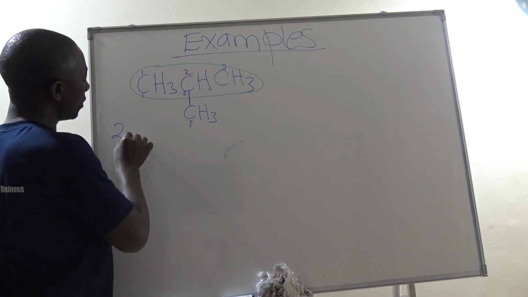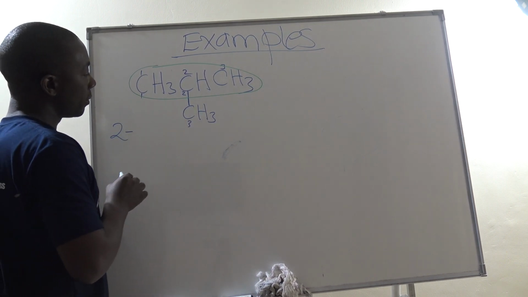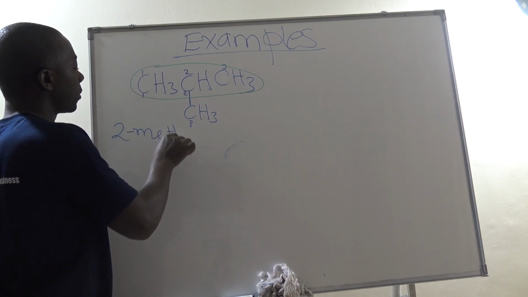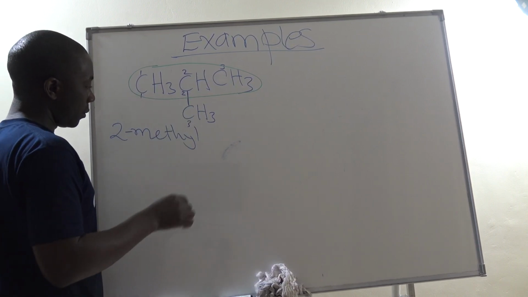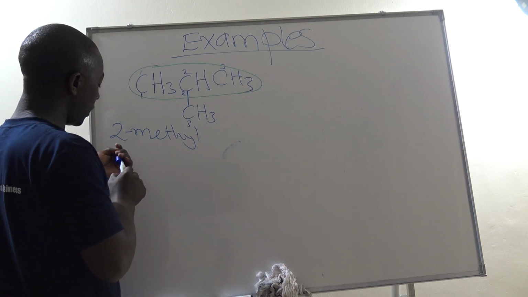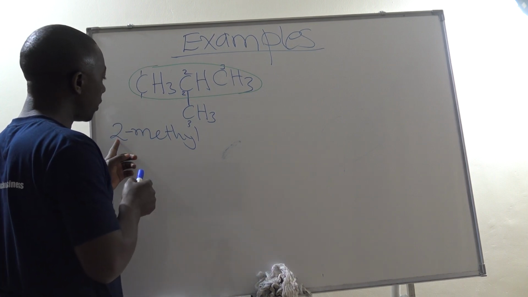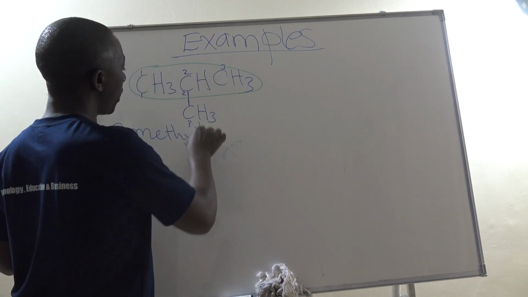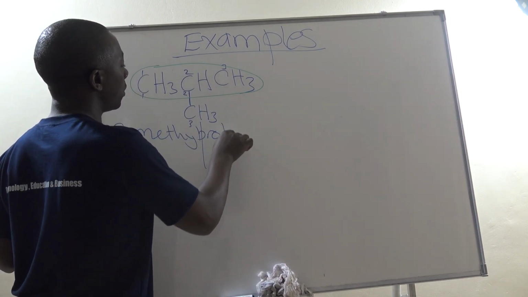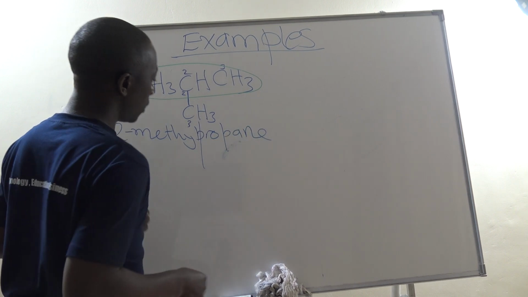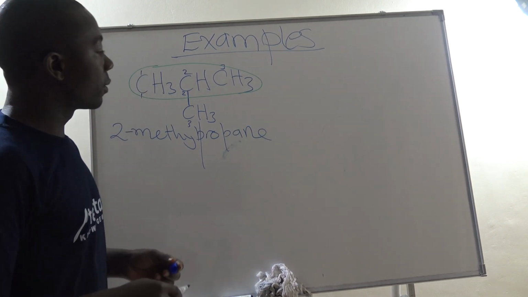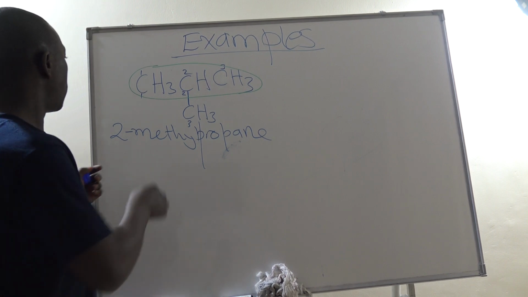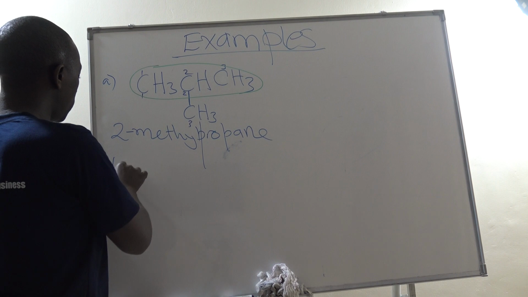Then we separate figure and word by a hyphen. What is on the second position is a methyl. Then what is the name of the parent chain? The name of the parent chain is a hydrocarbon alkane with 3 carbon atoms. Therefore, we shall call it propane. That's example 1. Example 2.